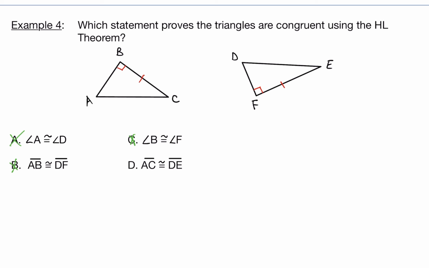So let's take a look at option D. Option D says AC is congruent to DE, and that's exactly the hypotenuses of the triangles, and so therefore option D is our answer.